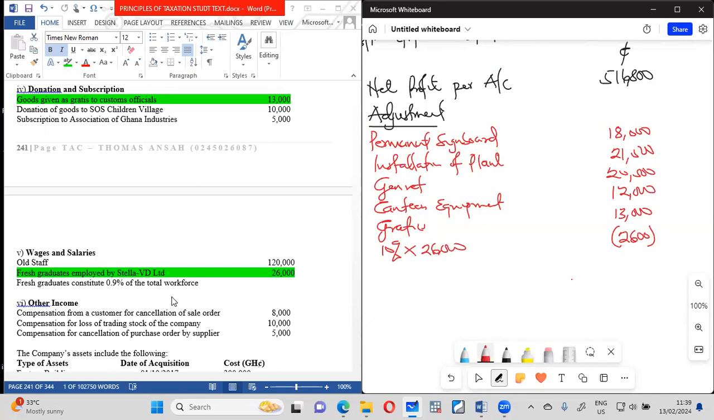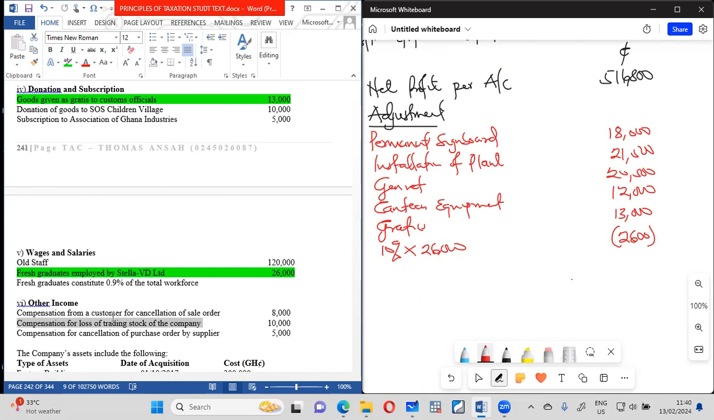So what this question is telling us is that in the wages and salaries they deducted only these two, which is okay because it's wages and salary. But the fact that they have employed fresh graduates means they should go ahead and deduct more so that their profits would have reduced. Other income, compensation from cancellation. A customer canceled some order, and because the customer canceled the order, he had to pay. That's fine. It's an income towards the business. Compensation for loss of trading stock of the company. This one too forms part of capital allowance.